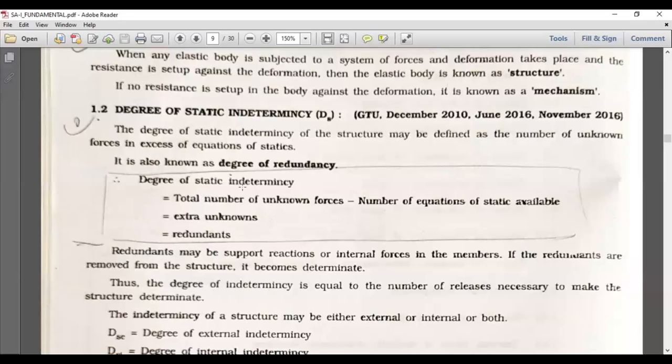Now, degree of static indeterminacy. The equation is: total number of unknown forces minus number of equations of static equilibrium. Number of unknown forces means the forces which are totally unknown in the structure, and the number of equations of static available are summation of H, summation of V and summation of M. The result is extra unknowns and is called redundant.